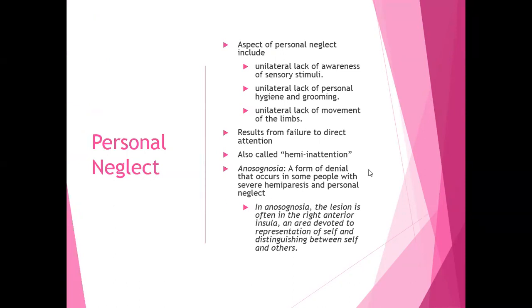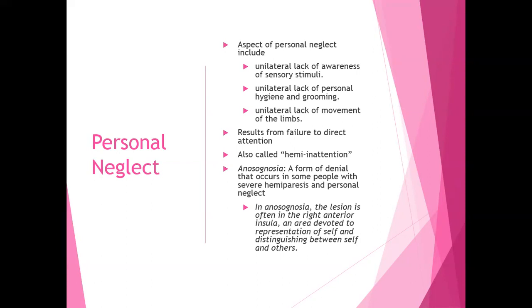Personal neglect is a little bit different. Aspects of personal neglect include unilateral lack of awareness of sensory stimuli, like the hand being caught in the spokes of the wheelchair and not noticing. Unilateral lack of personal hygiene and grooming, so the person might comb one side of their hair and not the other. And unilateral lack of movement of limbs, so one side has motion and the other side doesn't. It results from a failure to direct attention. It's also called hemi-inattention.